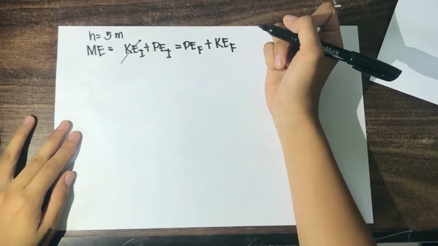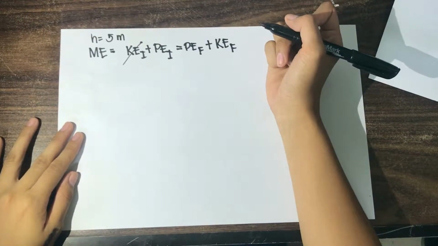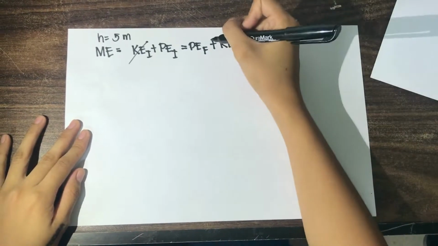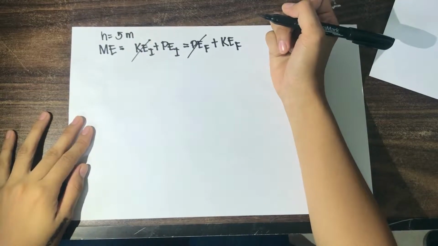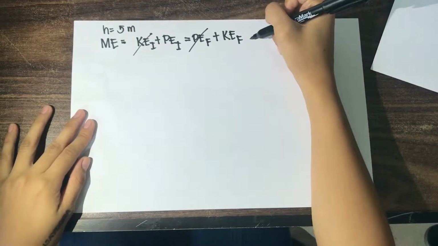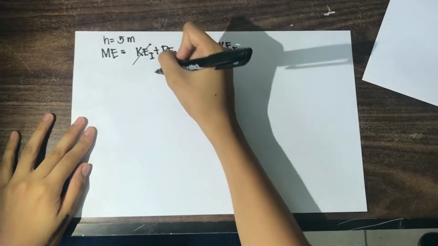We will cancel initial kinetic energy because it is not present on the block at the start. On the other side, we will also cancel final potential energy because only the final kinetic energy is present on the block while it's moving. Simplify.